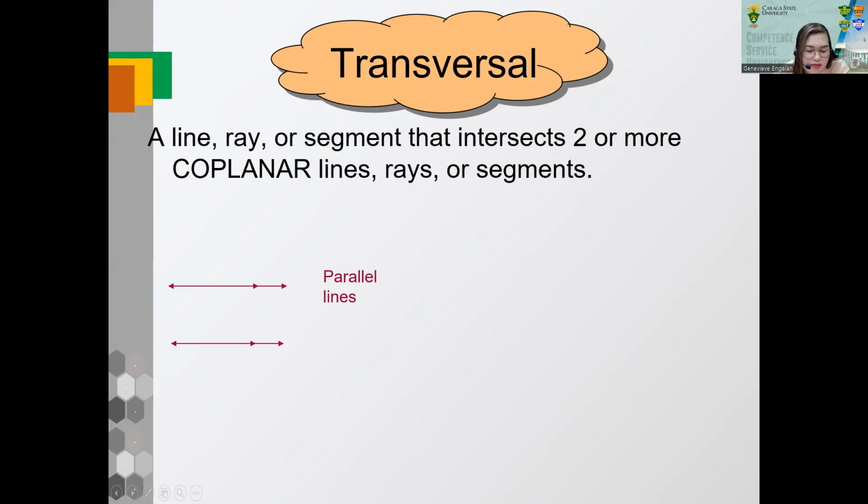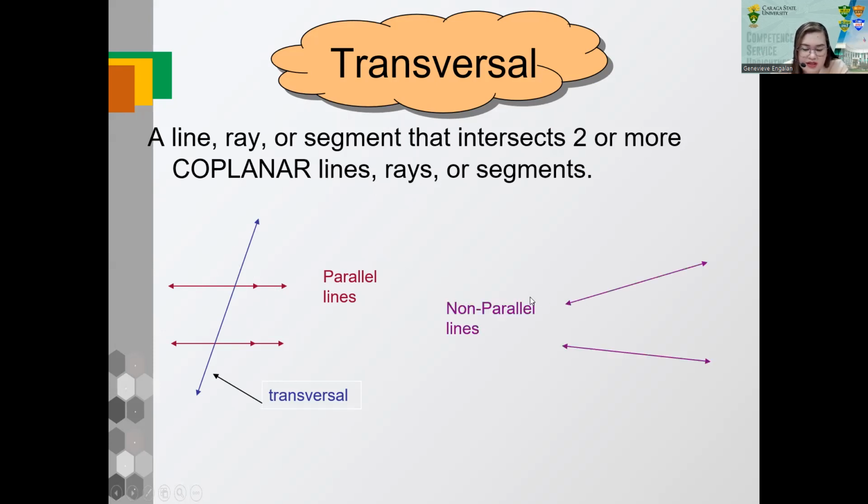Okay, so if we have parallel lines, this is the transversal, gi-intersect niya ang two or more. So for this case, duha ka parallel lines. So pwede gapon transversal ang tawag, bahalag dili parallel. So ang special case lang gyud kung ang parallel lines will be cut by a transversal line. So these are non-parallel lines and this is the transversal. Basta kay gi-intersect niya ang two or more lines, rays, or segments. So this is called a transversal.